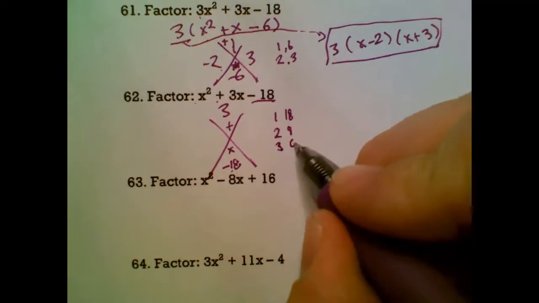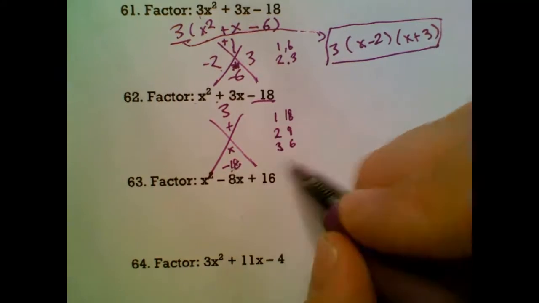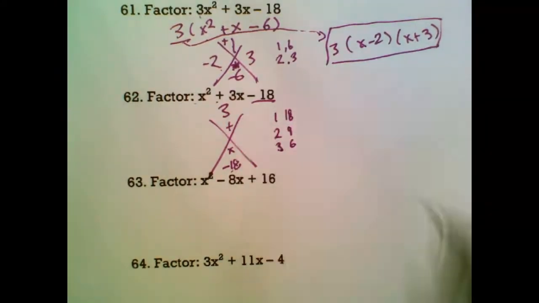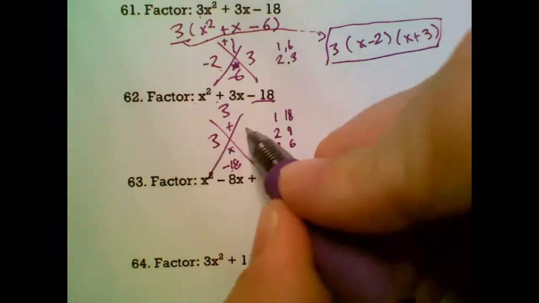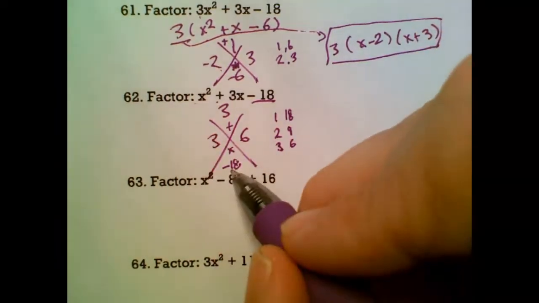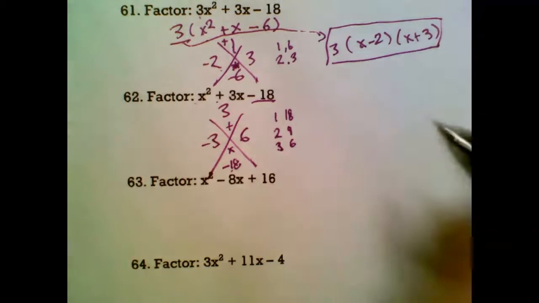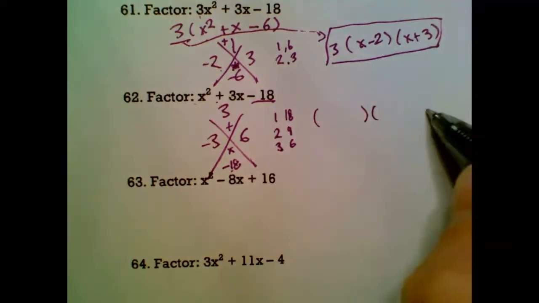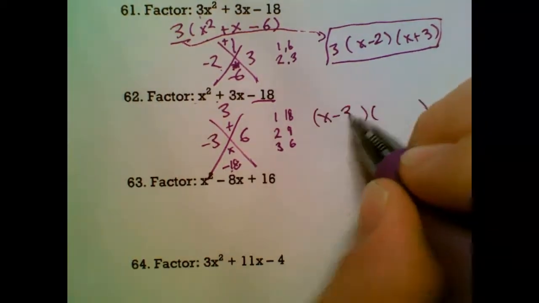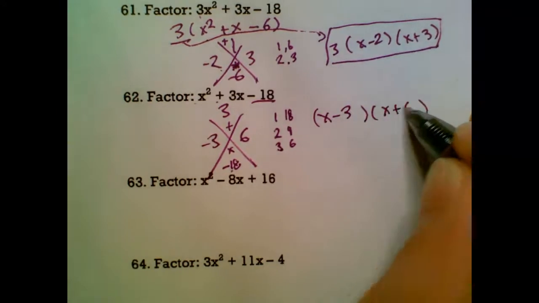How about the next one, 3 and 6. That makes 18 when you multiply it. Oh, and when you add it together, it becomes 3. So let's do 3 and 6. But one's got to be a negative, right? And since this is a positive, this one's your negative. So your solution to this, we got x minus 3 from that one, and x plus 6 from that one.